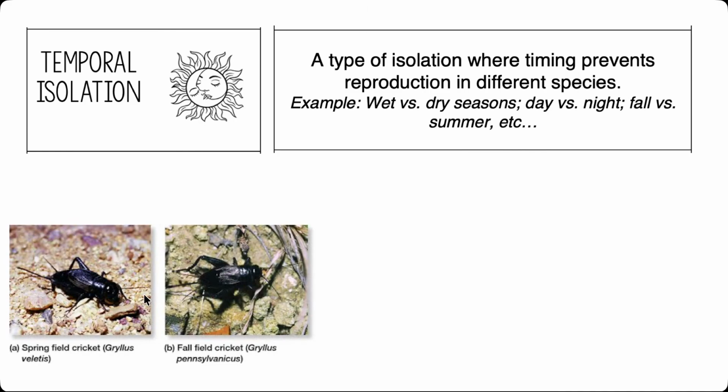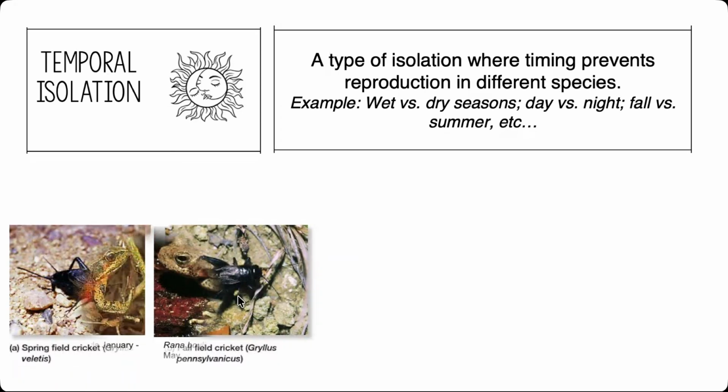So a good example of that, we have the spring-field cricket. They reproduce in the spring. The fall-field cricket, they reproduce in the fall. Even though they look almost exactly the same, they are unable to reproduce with one another because legitimately they just are not even alive at the exact same time. So they're unable to reproduce with one another.